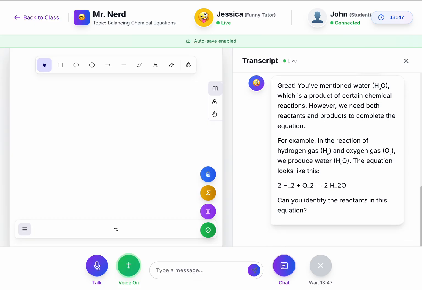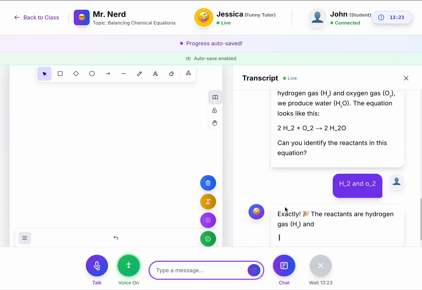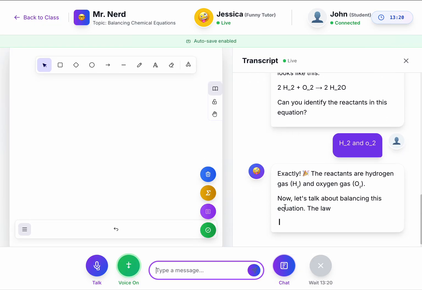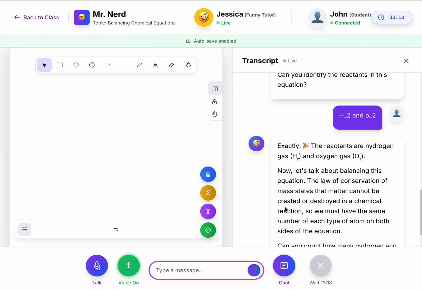For example, in the reaction of hydrogen gas, H2, and oxygen gas, O2, we produce water, H2O. The equation looks like this: 2H2 plus O2 yields 2H2O. Can you identify the reactants in this equation? Exactly. The reactants are hydrogen gas, H2, and oxygen gas, O2.